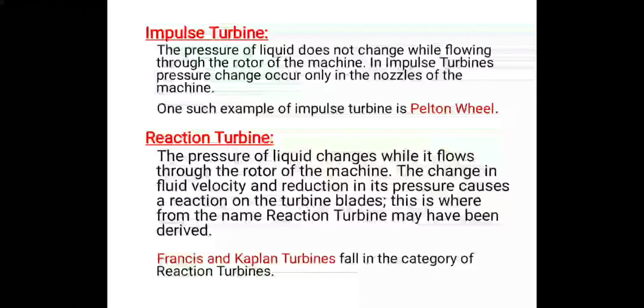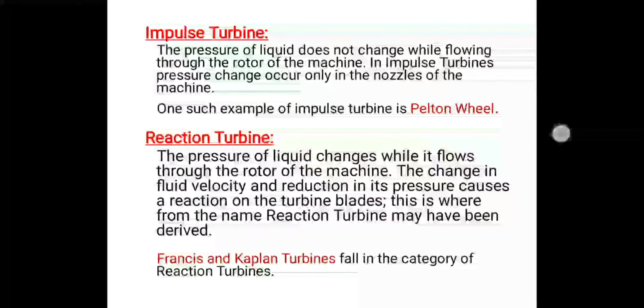In reaction turbine, the pressure of liquid changes while it flows through the rotor of the machine. The change in fluid velocity and reduction in its pressure causes a reaction on the turbine blades. This is where the name reaction turbine has been derived from. The examples of reaction turbines are Francis turbine and the Kaplan turbine.